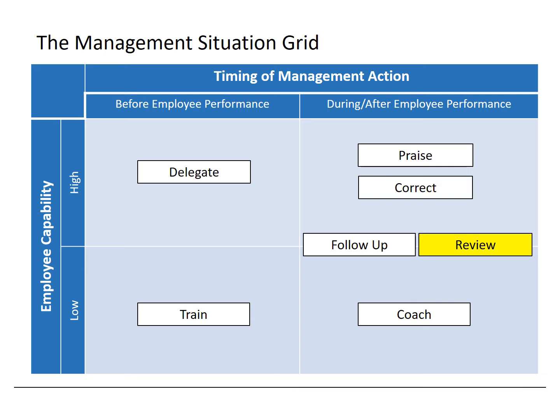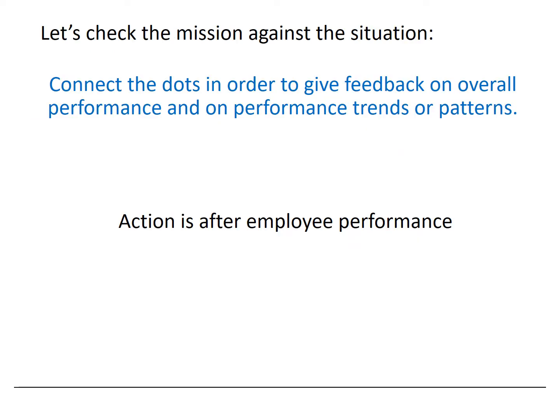Here we see that review straddles the 2 quadrants on the right of the grid. This means that review is to be used during or after employee performance and in situations where employee capability is either high or low. Let's make sure this checks out logically. First, does it make sense that review happens after employee performance? Sure it does. There's nothing to review until the employee actually performs the behavior that's being reviewed. So this checks out.